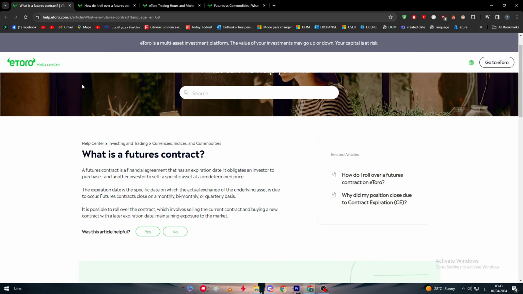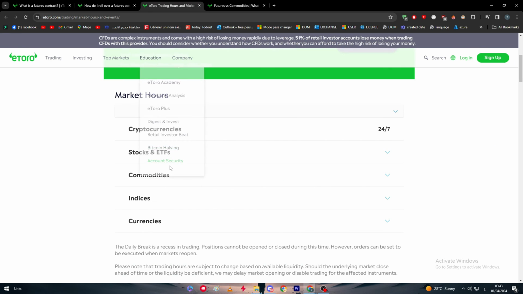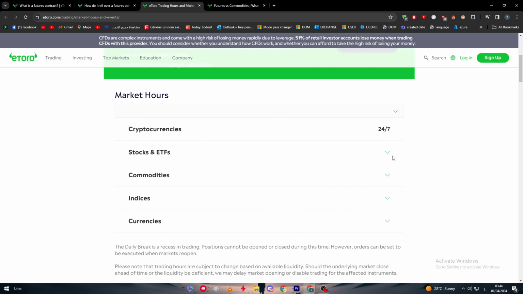And basically this is it. This is how you can start trading futures on your eToro account. Yes, you can do it today, depending on the day, of course. If you're not going for cryptocurrencies, you should check the date and when the market closes and opens.